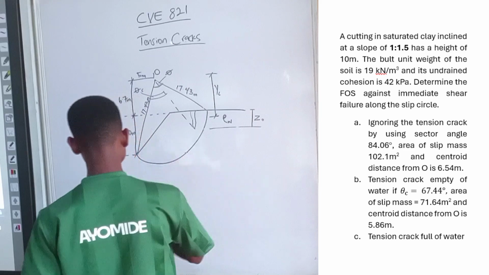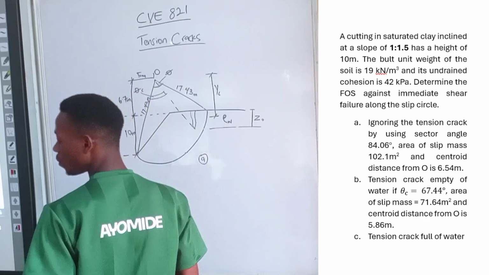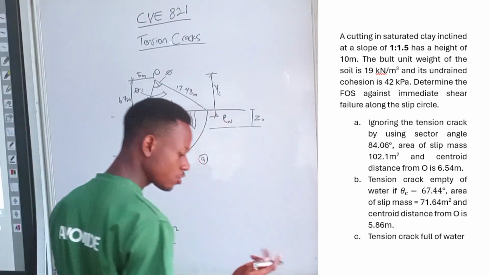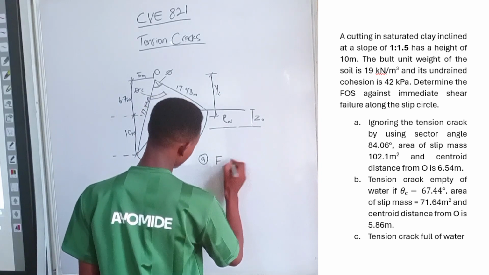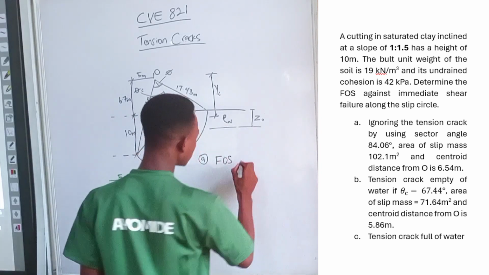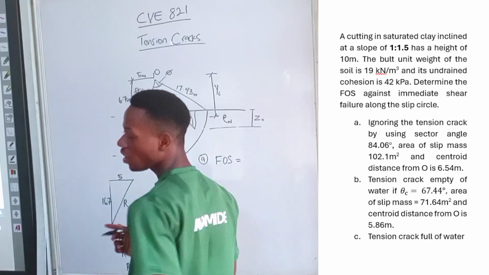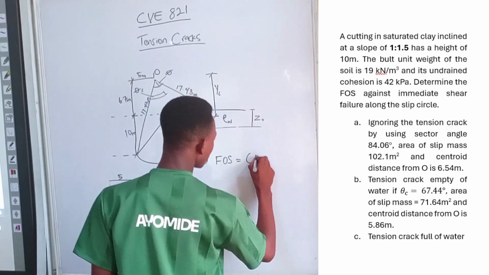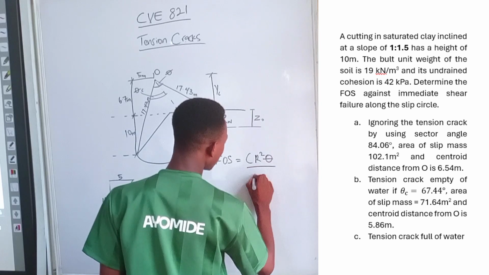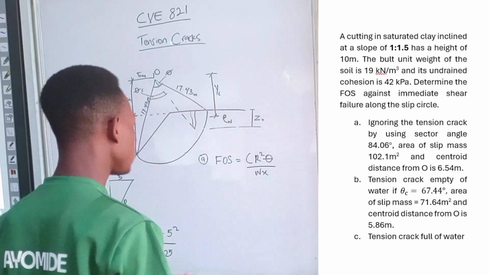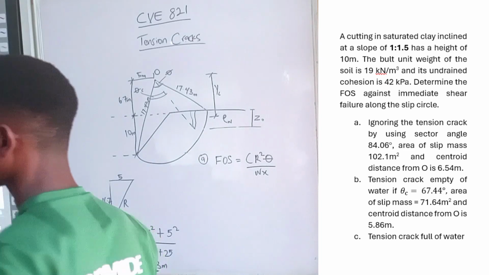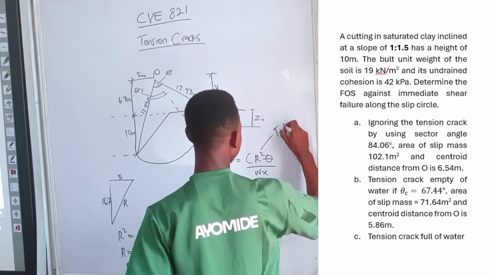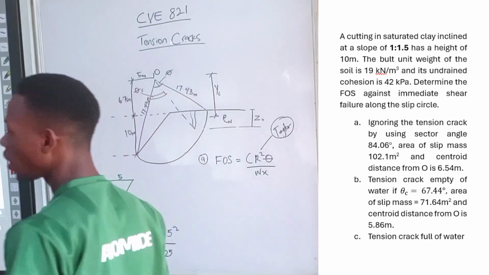From here, we can move directly to part A of the question to find the factor of safety, ignoring the tension crack. To do that, we make use of the formula: factor of safety, FOS or F, is equal to C R squared theta over W x. Remember this formula when we're dealing with Taylor's method.